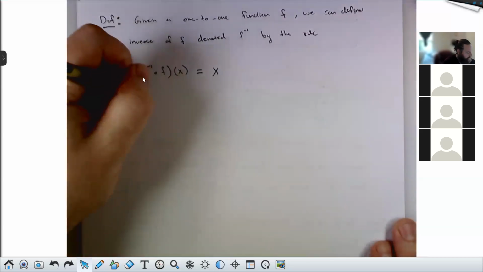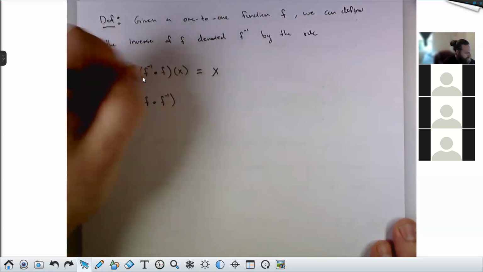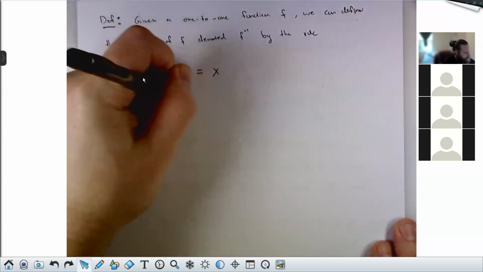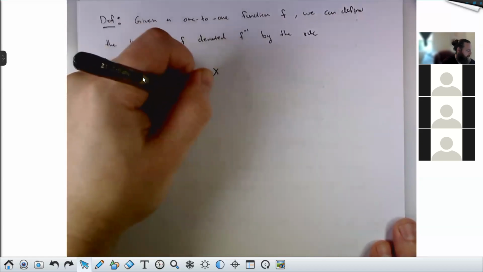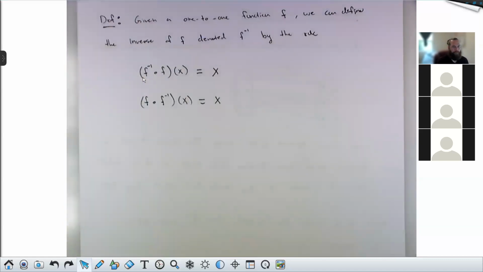And it also works if you compose in the other order. Don't get hung up on the symbol x here. Remember, x just represents an arbitrary element of the domain or range. So if I start at some x, I do the blue arrow to that. That brings me back over to this side. Then I do the black arrow to that. That brings me right back to where I started. This is the definition of an inverse function.